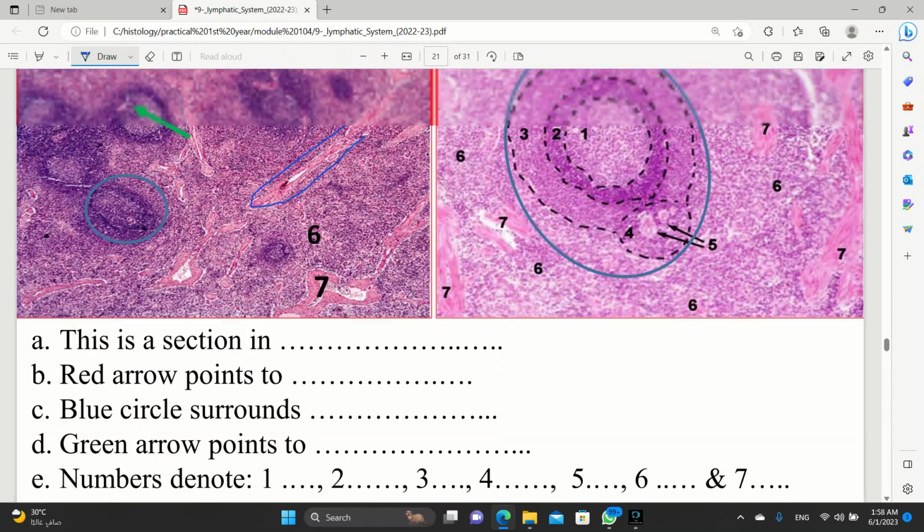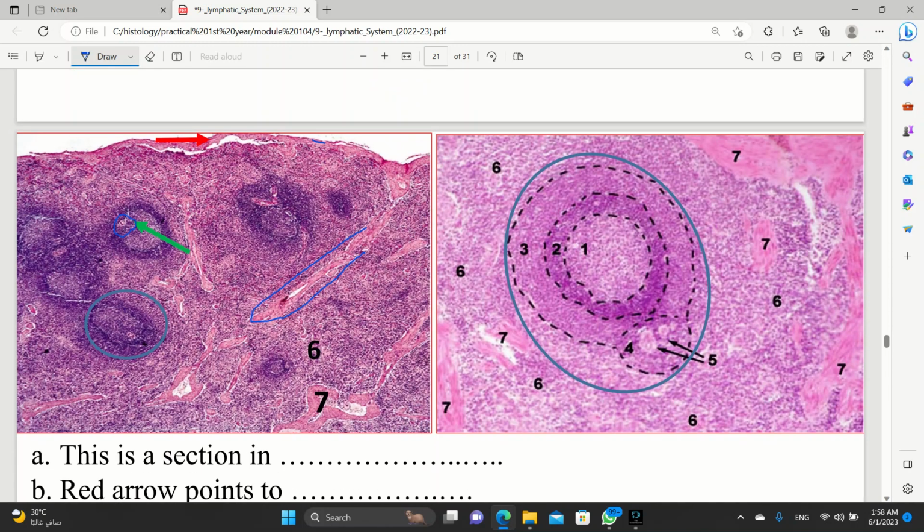Where are the numbers from 1 to 7? So yeah, from 1 to 7. So we're here. If we want to see 6 and 7 here, I prefer to say them lastly. So I'll begin from here. Number 1, that's the germinal center, and above it that's the follicular zone, and above it that's the marginal zone.